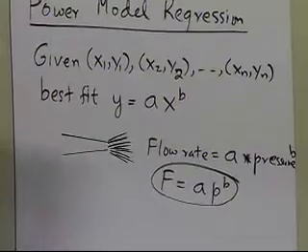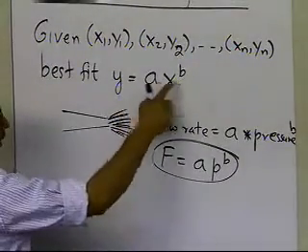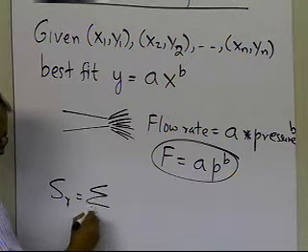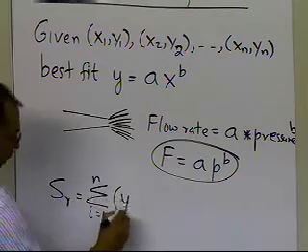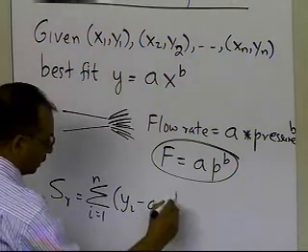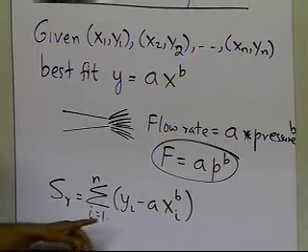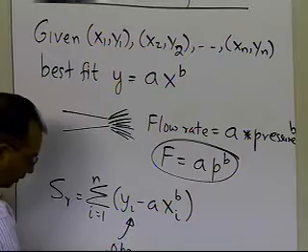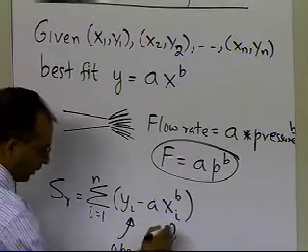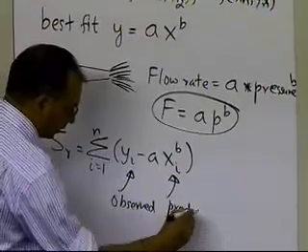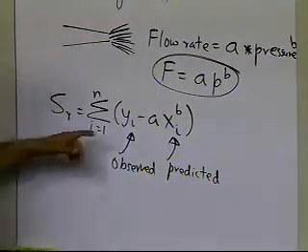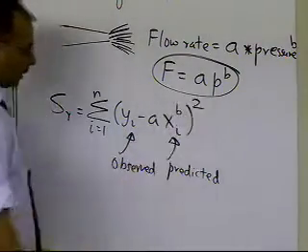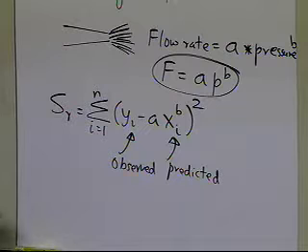So let's see how we would derive, how we will find out the values of A and B. We're going to start again from the sum of the square of the residuals. The sum of the square of the residuals is the sum from i equal to 1 to n of y sub i minus a xi raised to the power b. The residual is the difference between the observed value and the predicted value. You take the difference between the two, square each one of those differences, which is called the residual, and add them up.